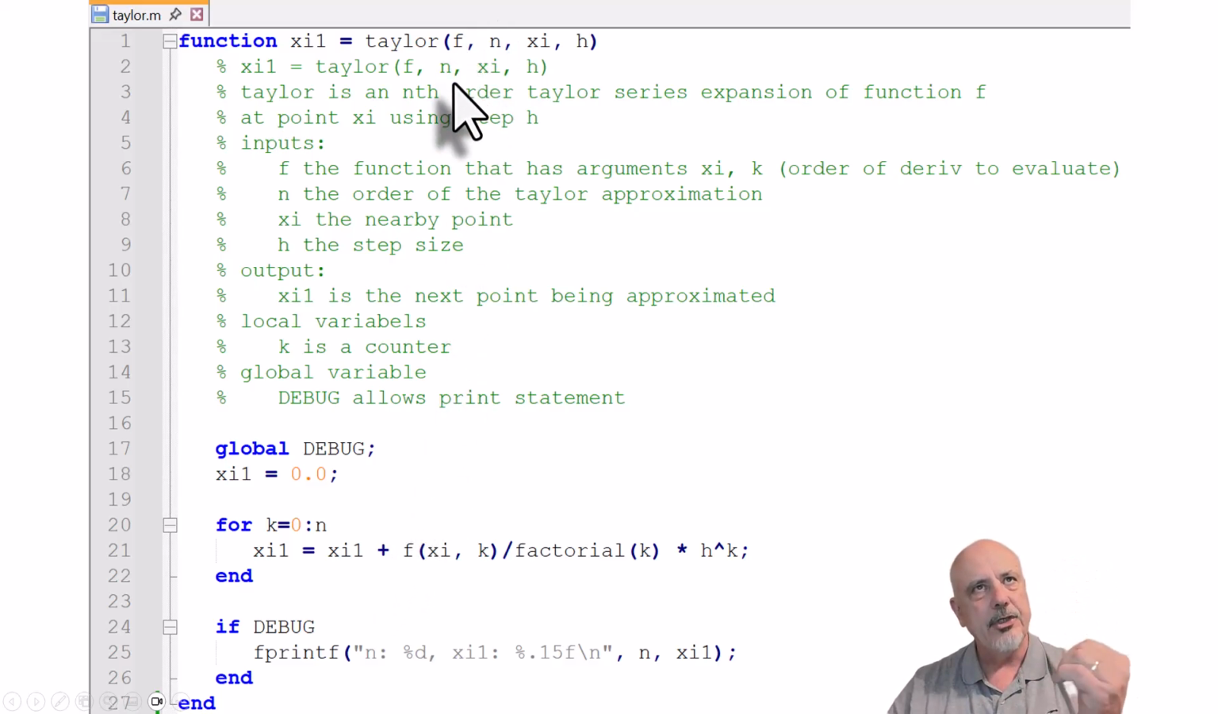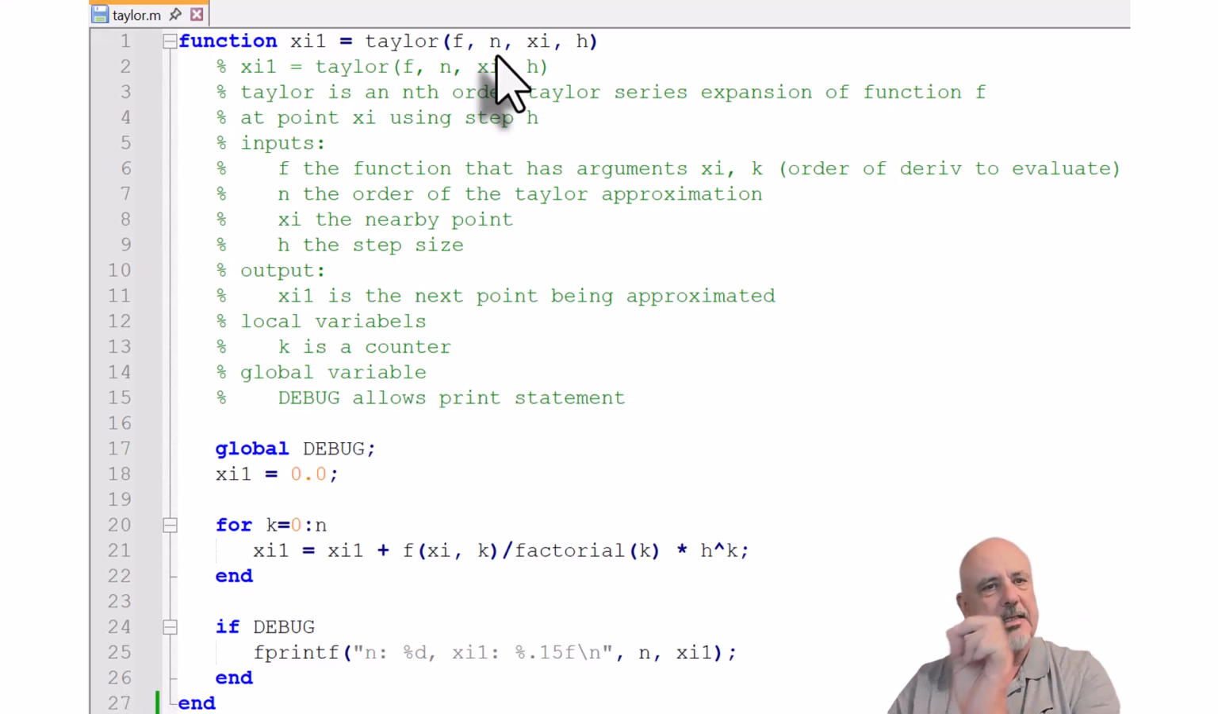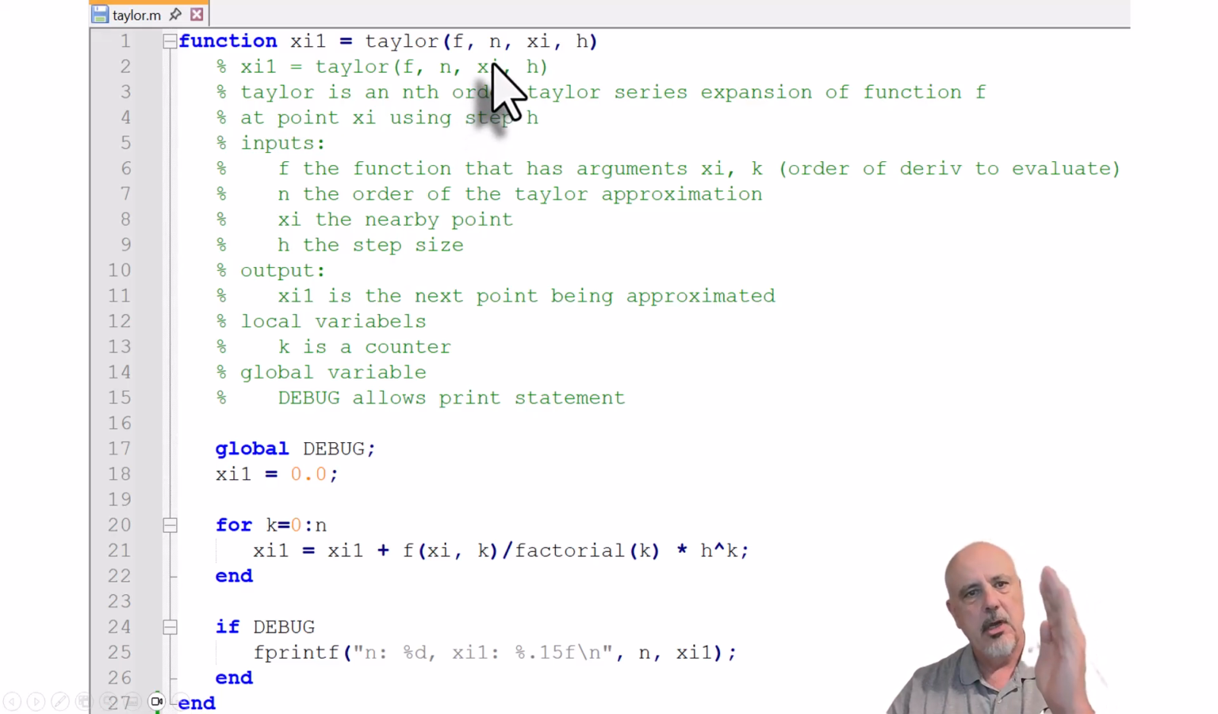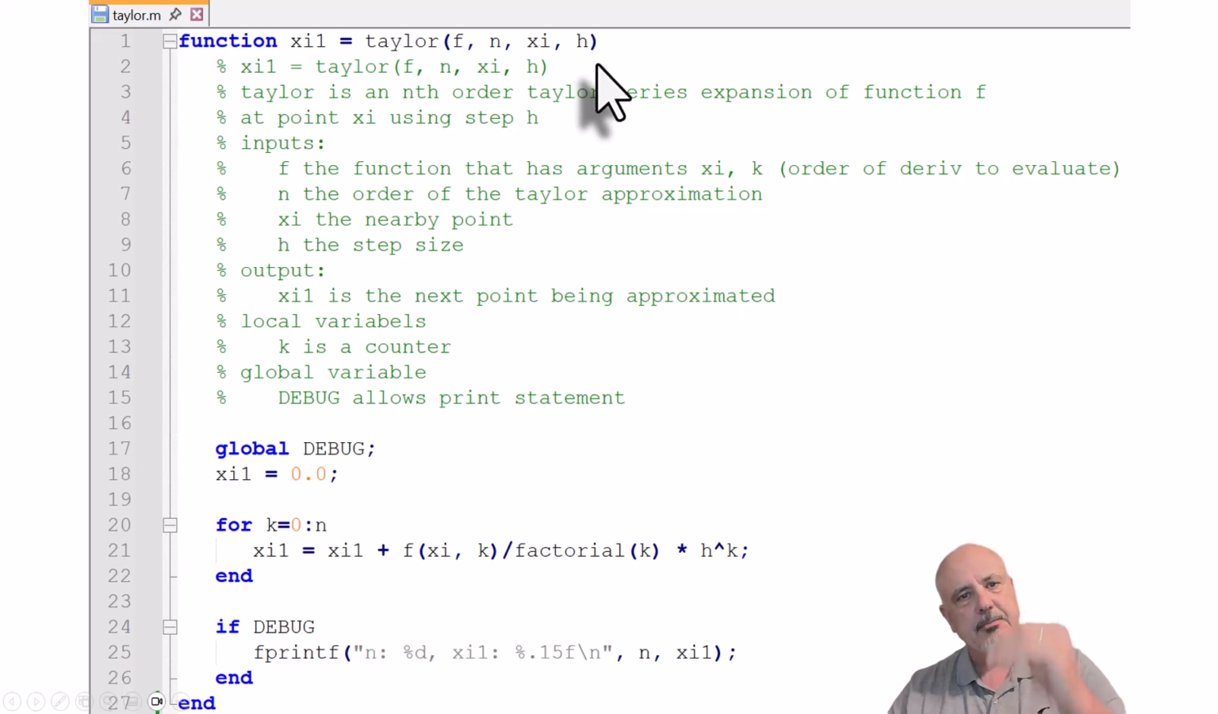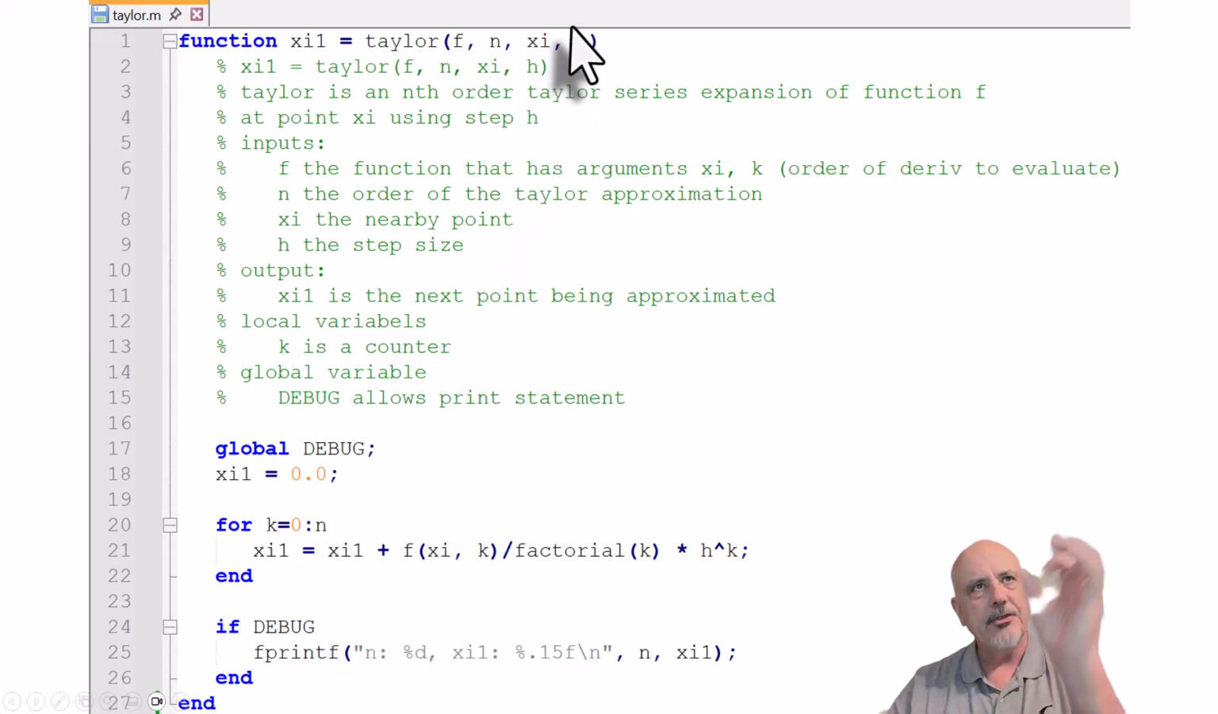So I'm bringing in the function. I'm bringing in the n. That's the order that I want that Taylor function to be evaluated to. It could be 0 all the way up to 6, as we just were witnessing. My x sub i, that's my reference or my nearby point. That's my home point. That's where I'm referencing as pi over 4, what we just talked about. h is going to be my step. So it's going to be like pi over 12 in the example that we're looking at. Okay, so those things come into my function.